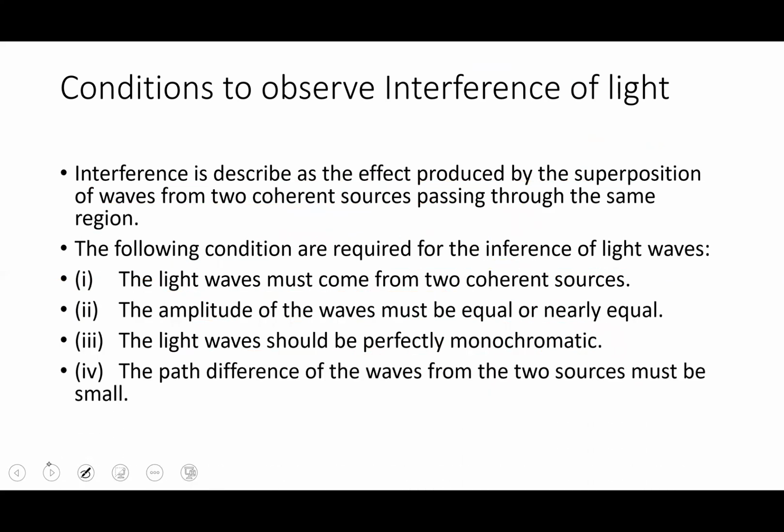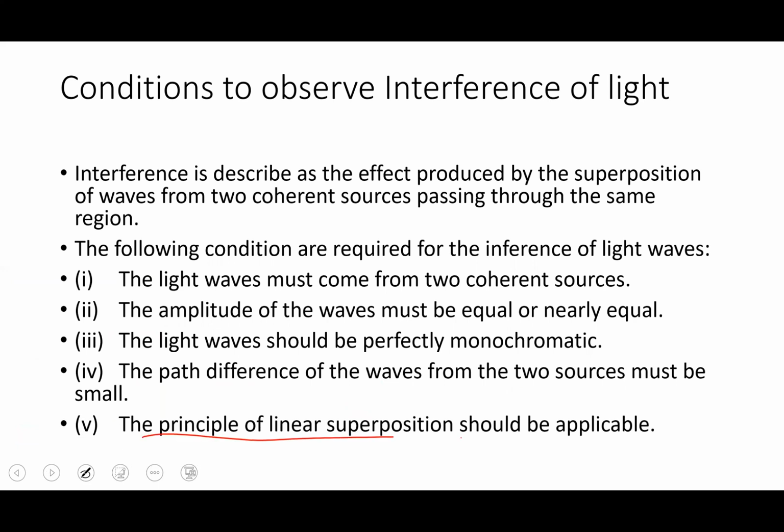Number 4, the path difference of the waves from the two sources must be small. That means if one wave is traveling over here, then the path difference of the other wave should be very much smaller. That means the distance between the two waves should be very small if they are traveling.